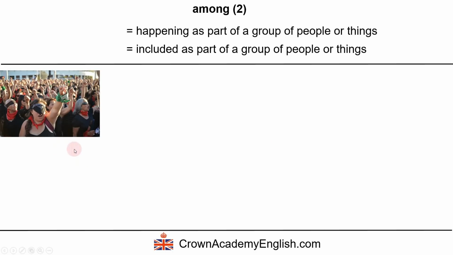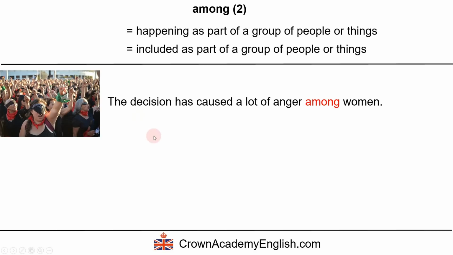Here we have a protest, and notice that they are all women. These women are protesting. They're not happy about something. They're angry about something. So we can say that the decision has caused a lot of anger among women. Among women. So anger, a lot of anger among women, as part of a group of people, or happening as part of a group of people.